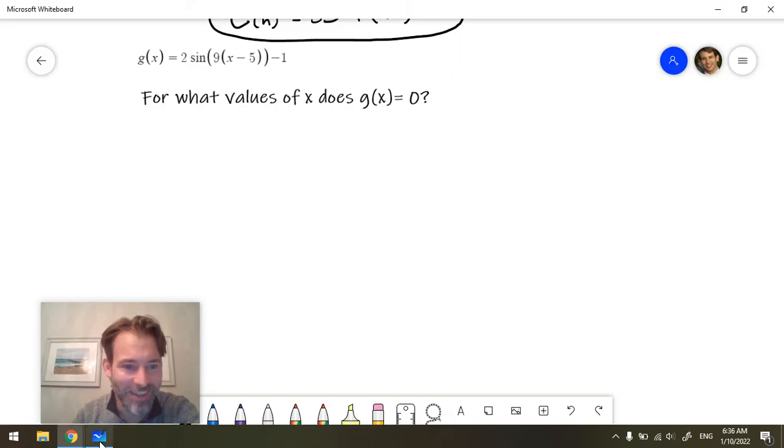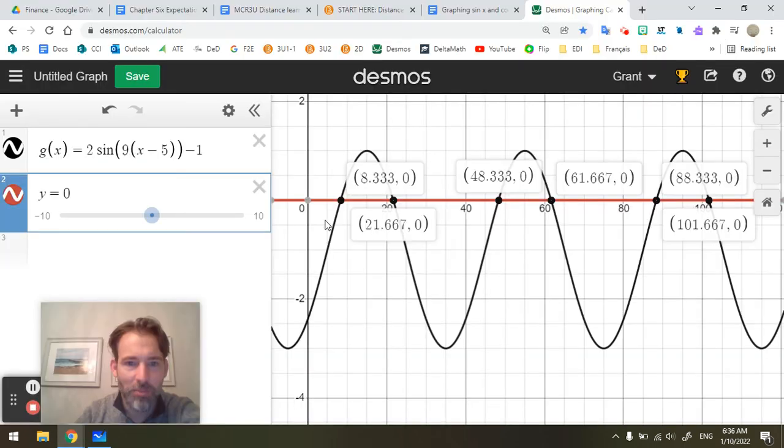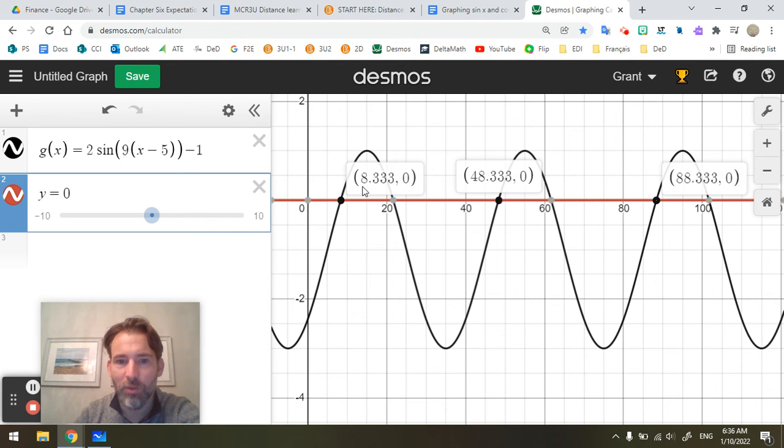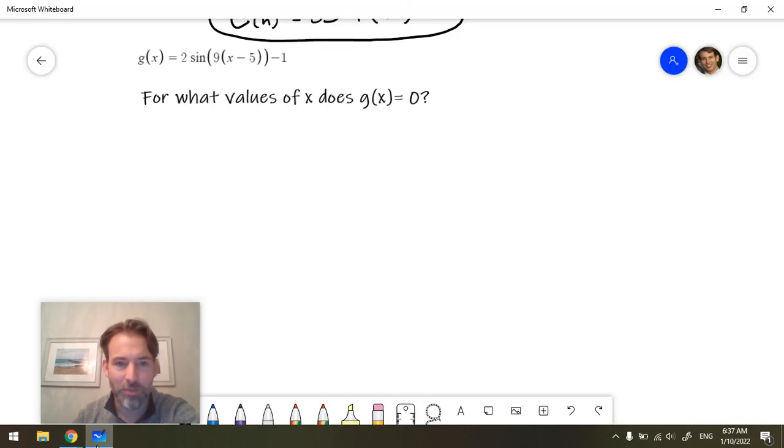All right, so let's take a look at that. So here we go. We know that the first list is going to be, I'll just turn these ones off, 8.3, 48.3, 88.3. Again, we're seeing that same common difference of 40. Doesn't matter which set of solutions we're looking for here, the period is always 40 of this function. So that's great. So let's write our terms.